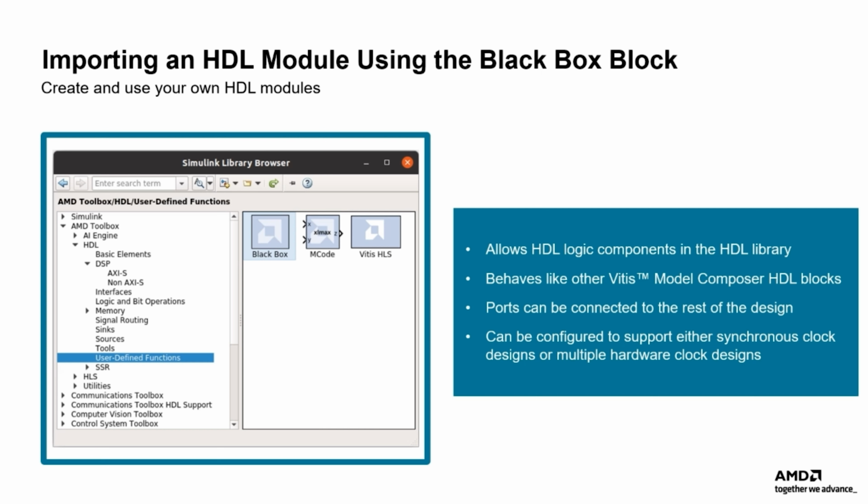It is wired into the design, participates in simulations, and is compiled into hardware. When Vitis Model Composer compiles a black box block, it automatically connects the ports of the black box block to the rest of the design. A black box block can be configured to support either synchronous clock designs or multiple hardware clock designs based on the context and Vitis Model Composer hub settings.